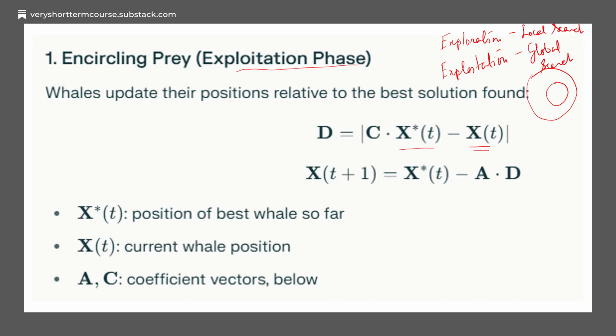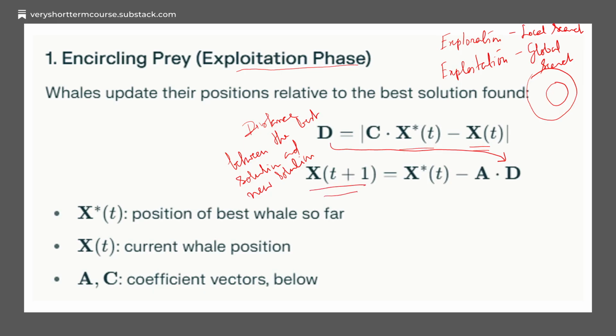And this D is actually referred to as the distance between the best solution and the new solution. Now this D we will put into this equation to find the new value of x, or a new solution.